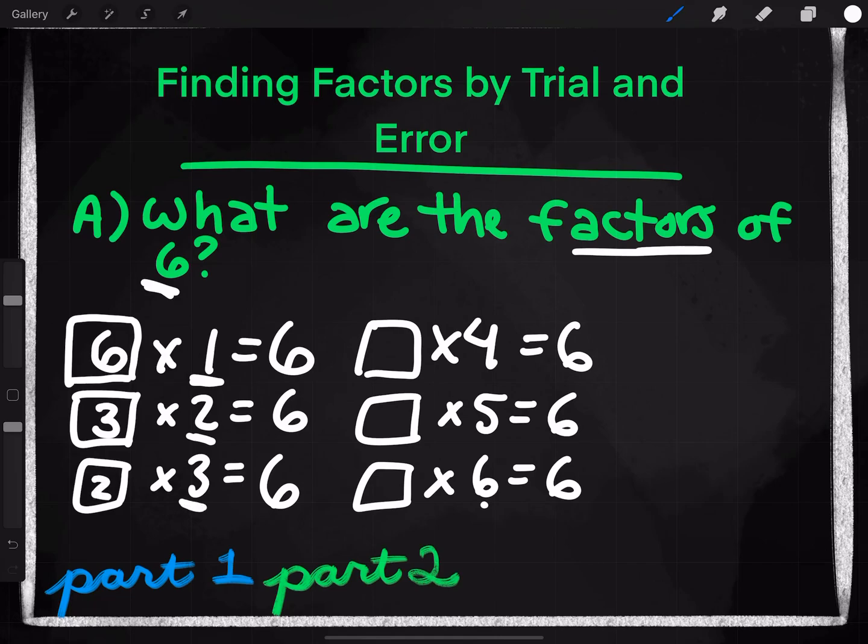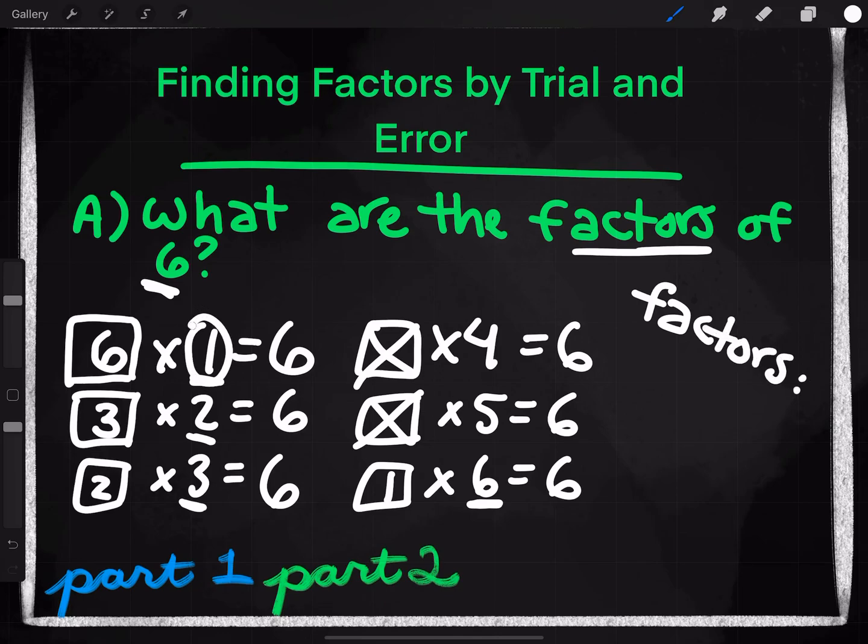Will anything multiplied by 4 equal 6? Well, not a whole number, so I'm going to X that out. Same thing with 5. And here, 6 times 1 equals 6. So 6 is a factor. So we have found our factors. They are 1, 2, 3, and 6.